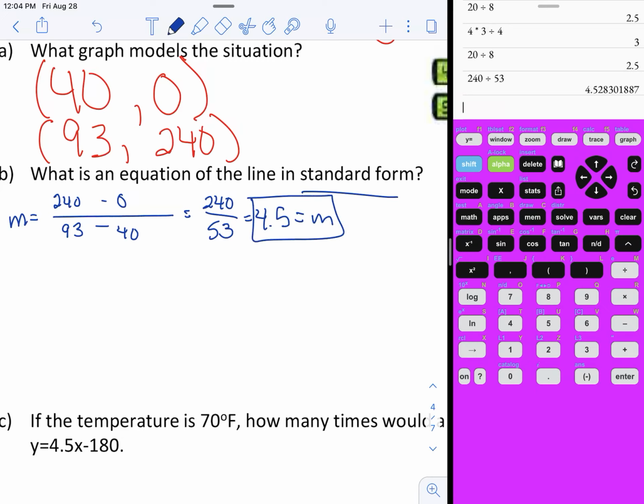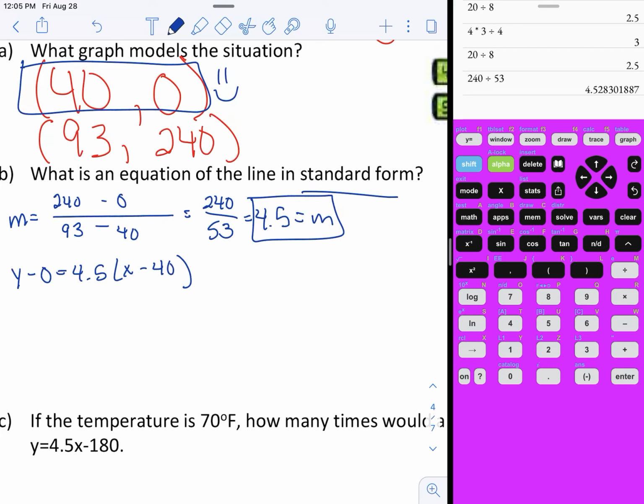Okay, that's your slope right there. 4.5 is your slope. So now I'm going to do my point slope form, which is what I used on the first page. I'm going to do y minus, I'm going to pick this point because I like it more. Okay, so I'll do y minus 0 equals m. Oh, hold on, x minus 40.